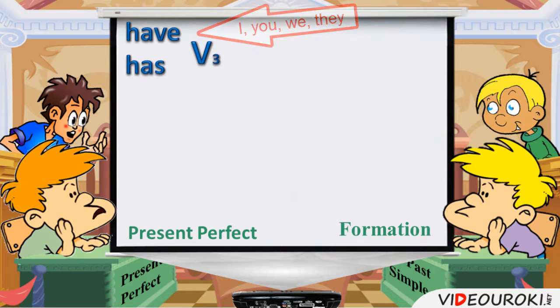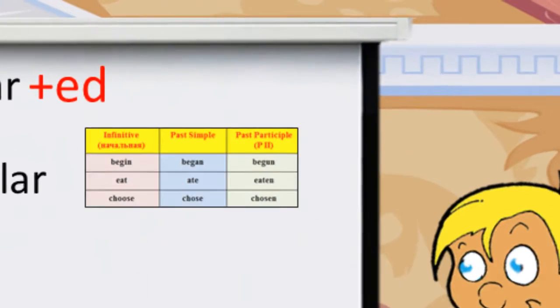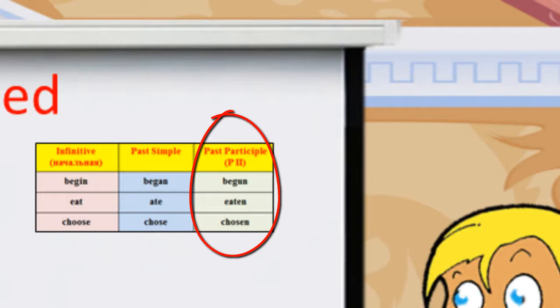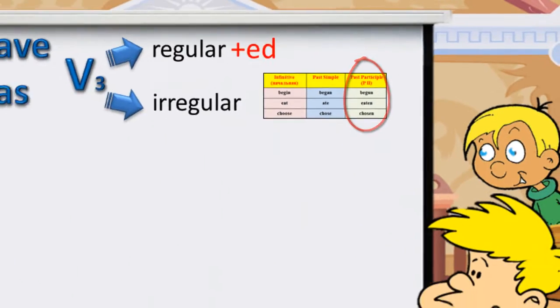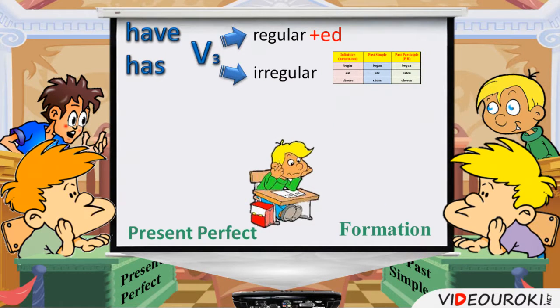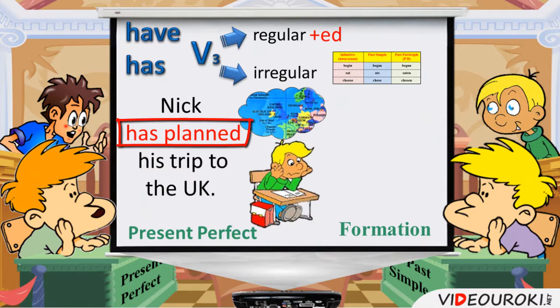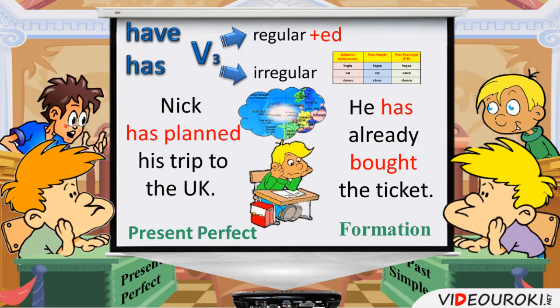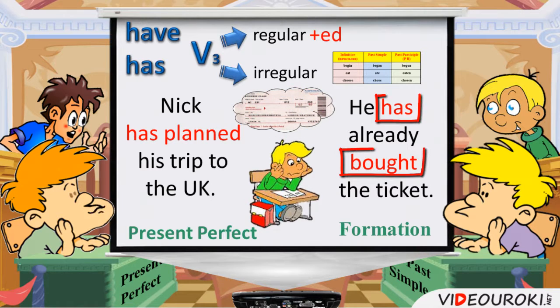The past simple tense has already reminded you that regular verbs take ed ending. The same happens in their third form, past participle form. And irregular verbs can be found in the list of irregular verbs. Look, Nick has planned his trip to the UK. Has planned. He has already bought the ticket. Has bought.